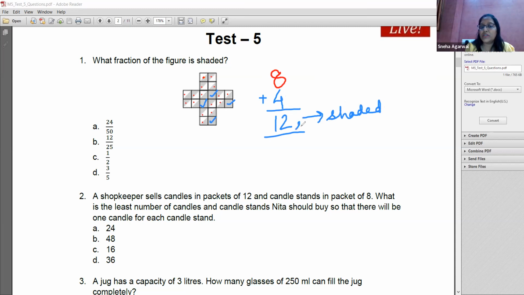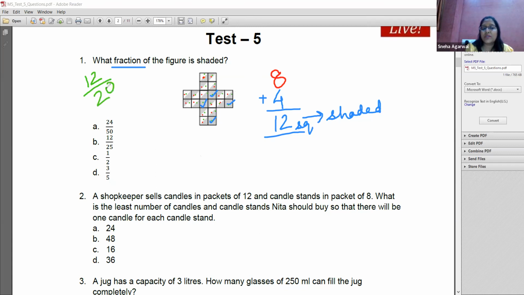But now I want the fraction. They are asking you what fraction of the figure is shaded. So for fraction, you need to know the total number of squares in the figure. So count the total number of squares. 1, 2, 3, 4, 5, 6, 7, 8, 9, 10, 11, 12, 13, 14, 15, 16, 17, 18, 19, 20. So you have 20. So 12 squares are shaded out of 20 squares.